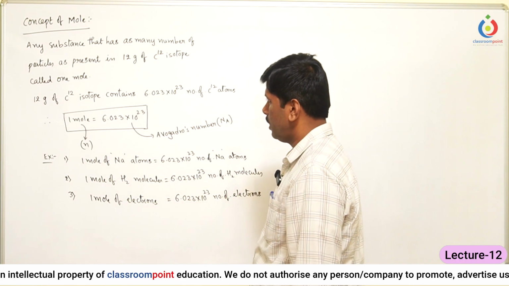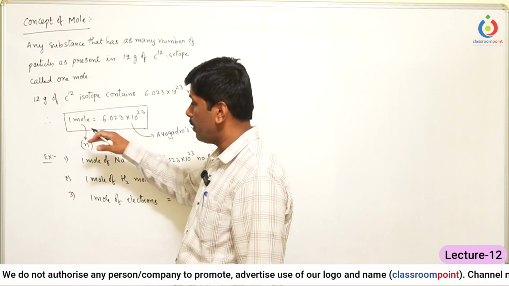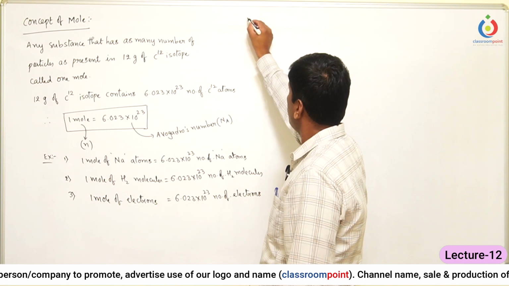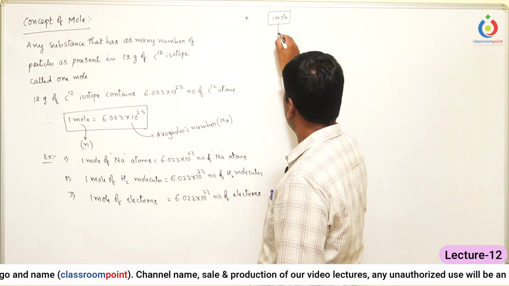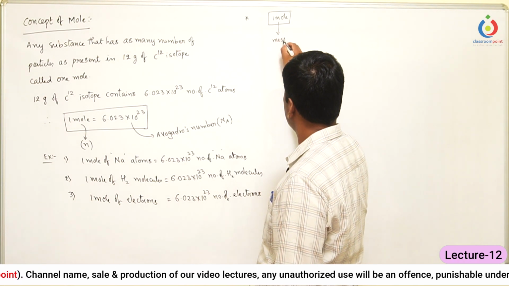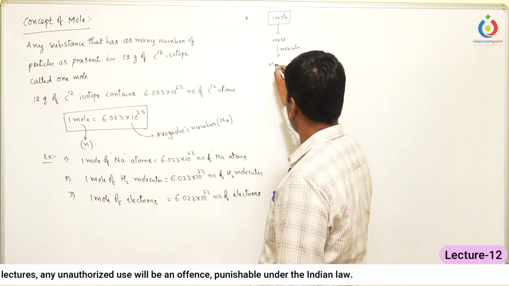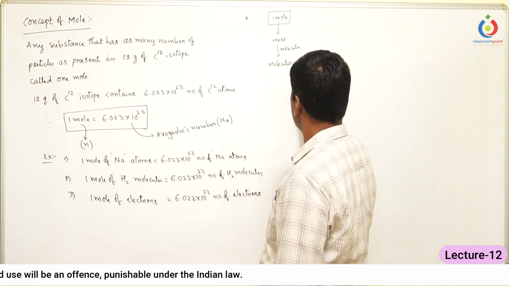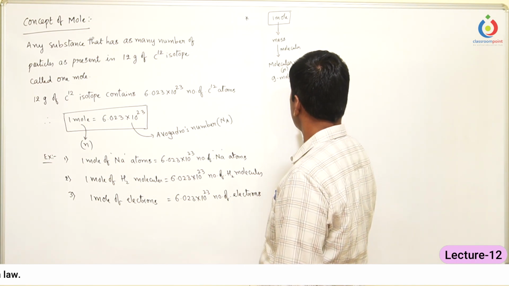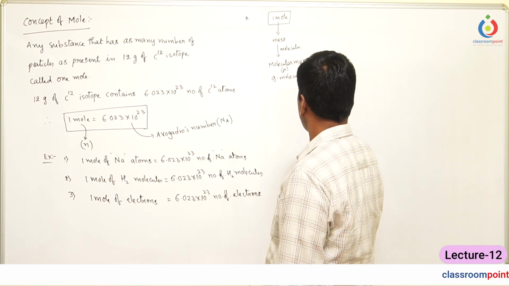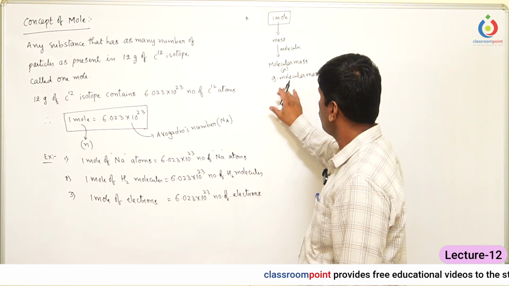Now let us see what other information this mole is giving and what other information we can derive from it. The mass of 1 mole of the molecules is called its molecular mass, or it is also known as the gram molecular mass. So whenever we are calculating the molecular mass, we calculate it only for 1 mole of the molecules.